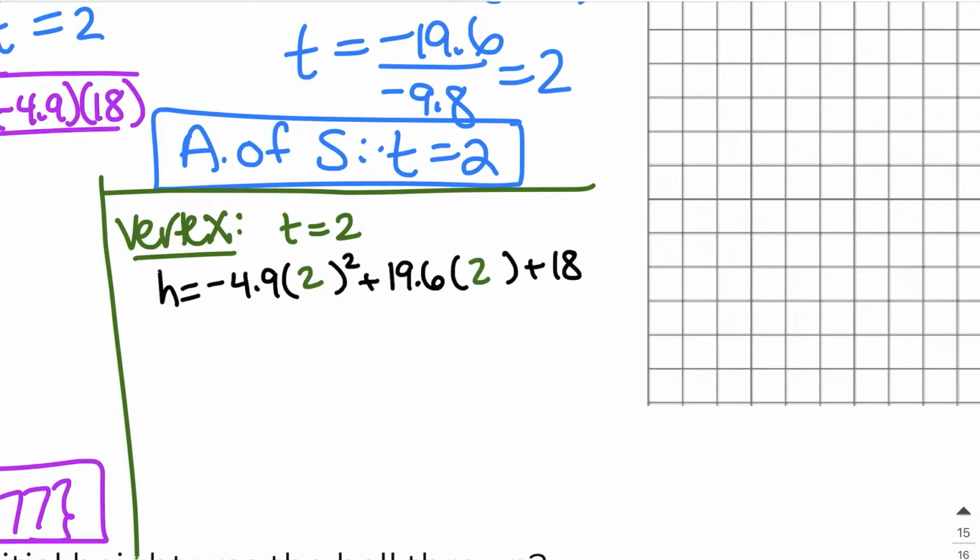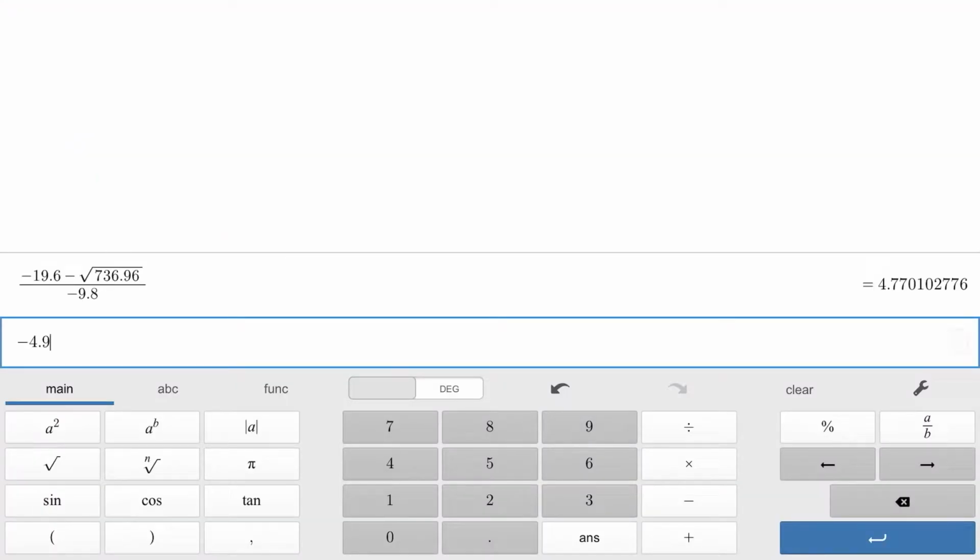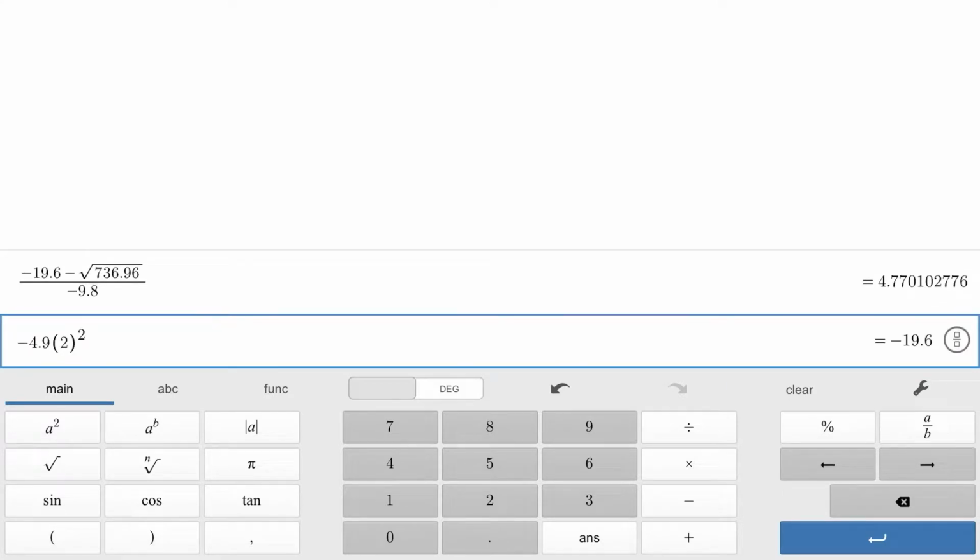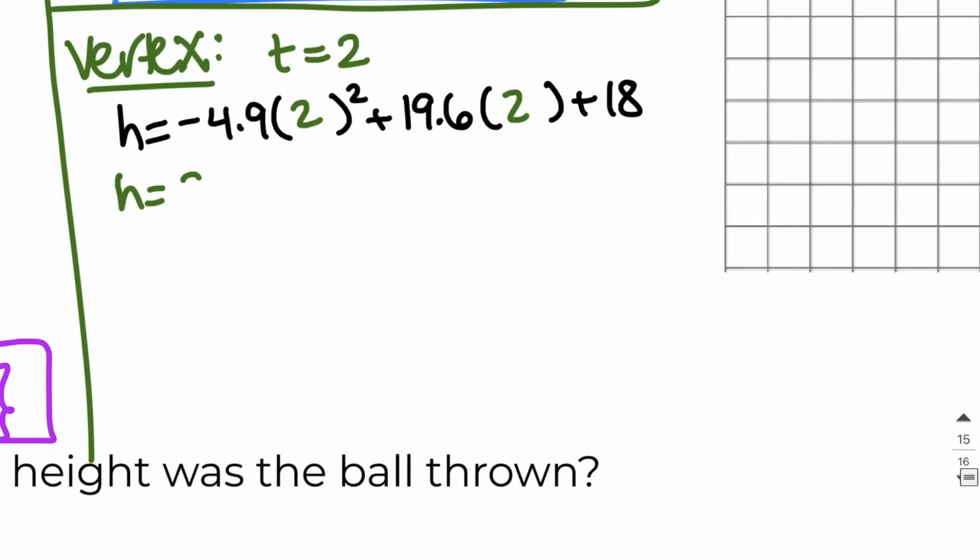I'm going to go straight to Desmos, and I'm just going to type it in exactly how I see it because I don't want to be bogged down by all the calculations. So negative 4.9 times, don't forget to put your number that's being squared in brackets. It doesn't matter if it's a positive, but it does matter if it's a negative. Plus 19.6 times 2 plus 18, and we end up getting 37.6 here. So here we know h is 37.6, which means that our vertex is going to be 37.6.